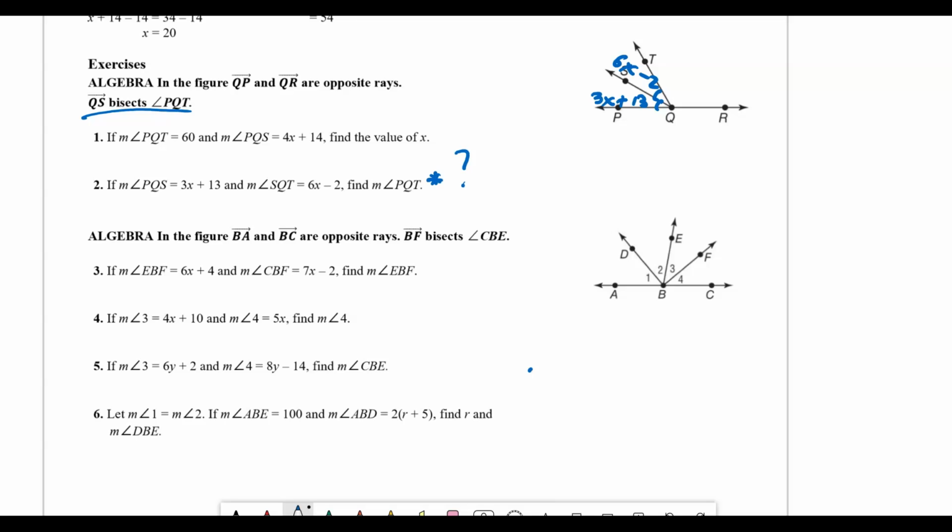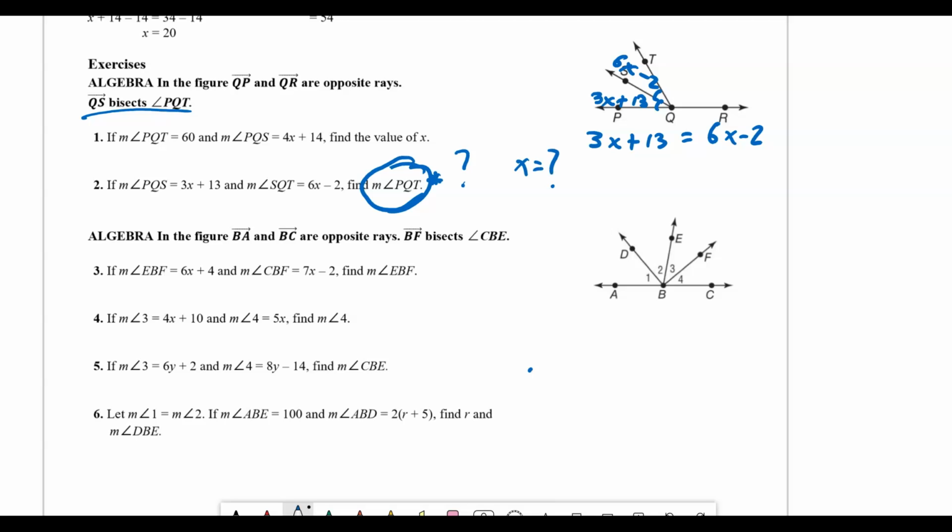So hopefully you started with the equation that 3x plus 13, one part of that angle that's been bisected, is equal to the other part, 6x minus 2, right? And now, keep in mind, what do they want us to find? They want us to find the measure of angle PQT. Well, PQT is the whole angle, so the first thing I have to do is figure out what x is.